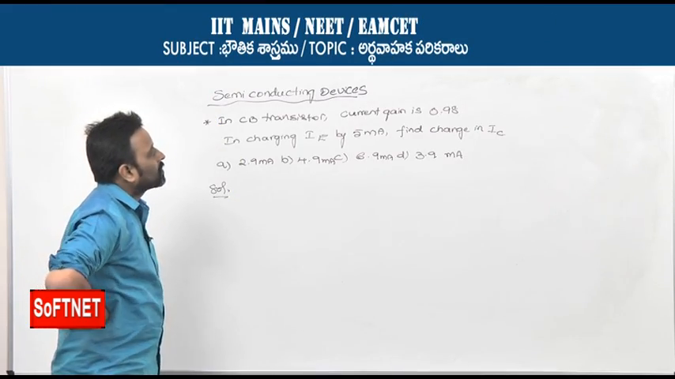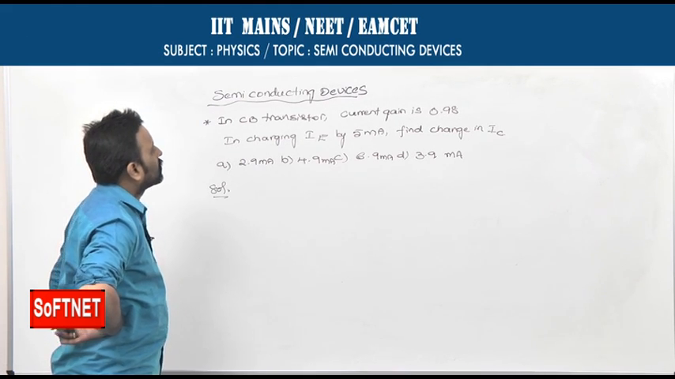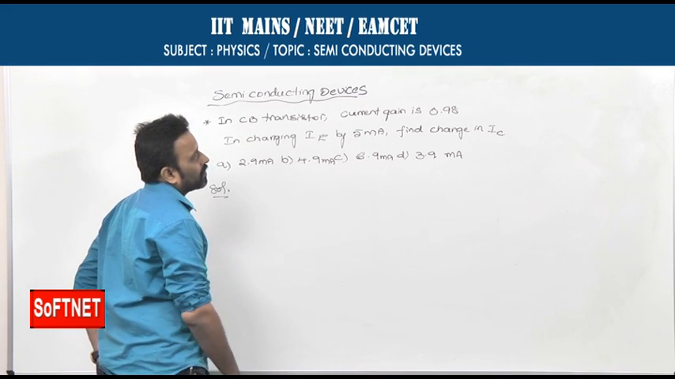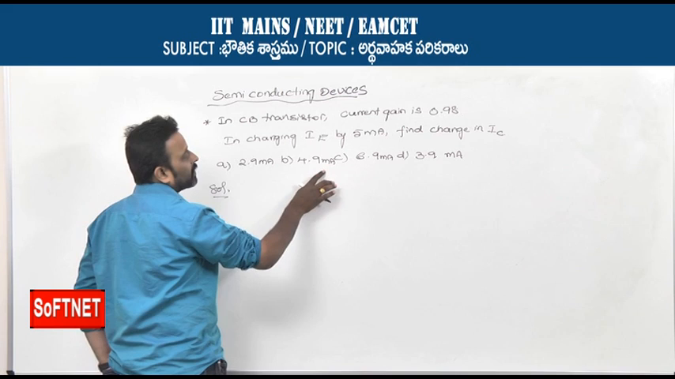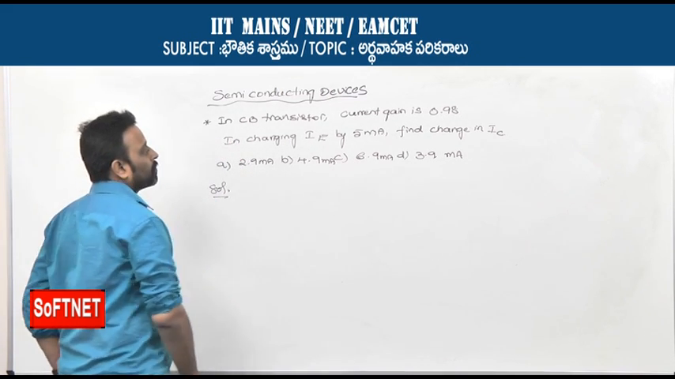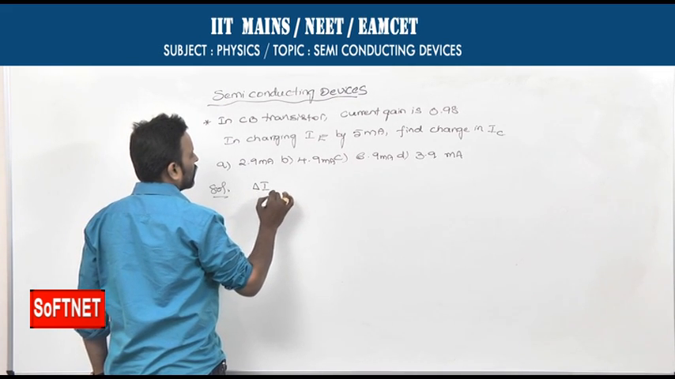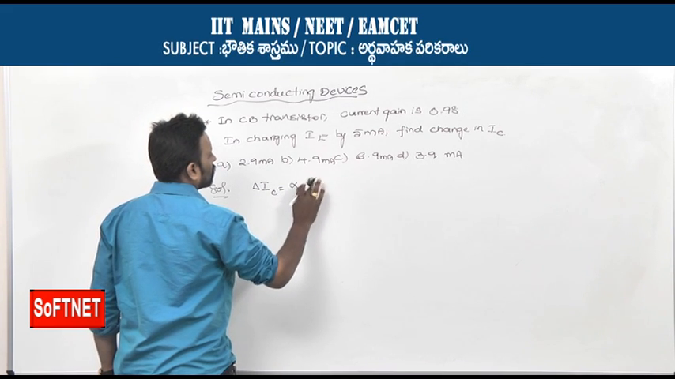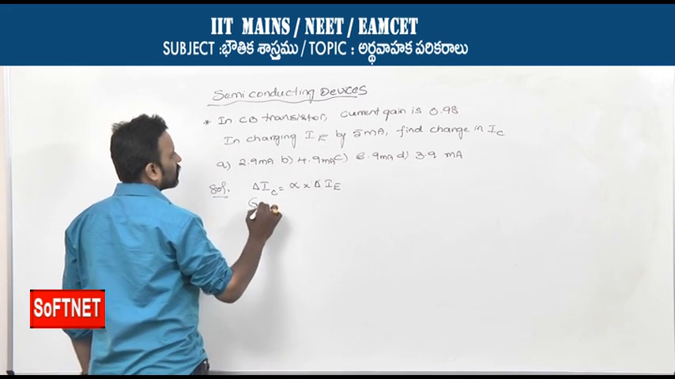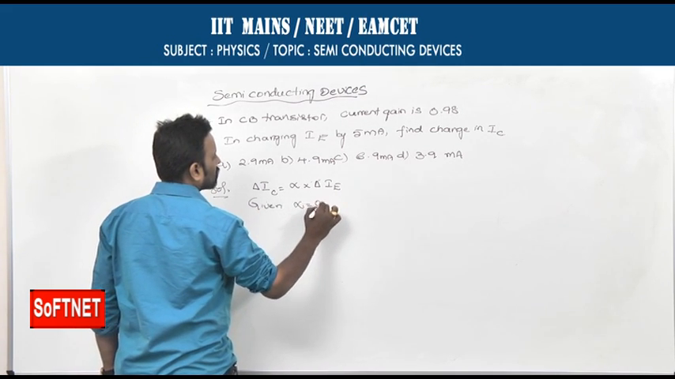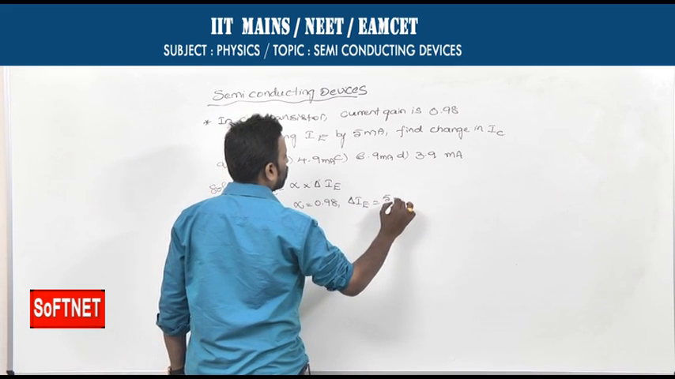Next one. In a common base transistor, the current gain is 0.98. In changing the emitter current by 5 milliamperes, you are asked to find the change in the collector current. The options are 2.9 milliamperes, 4.9 milliamperes, 6.9 milliamperes and 3.9 milliamperes. In case of a common base configuration of a transistor, the change in the collector current is alpha into the change in emitter current. Given the current gain alpha is 0.98, the change in the emitter current is given as 5 milliamperes.